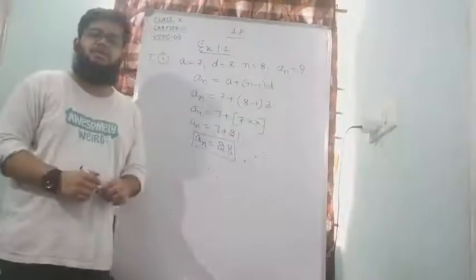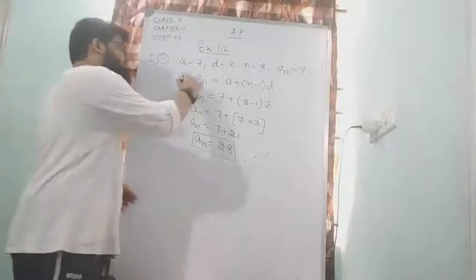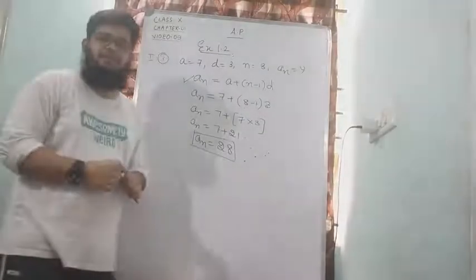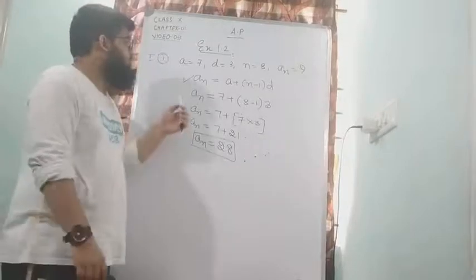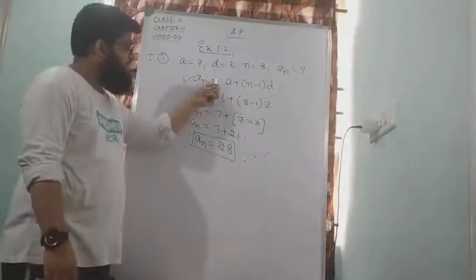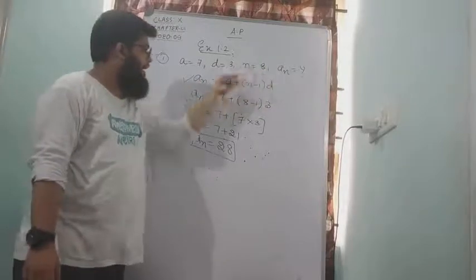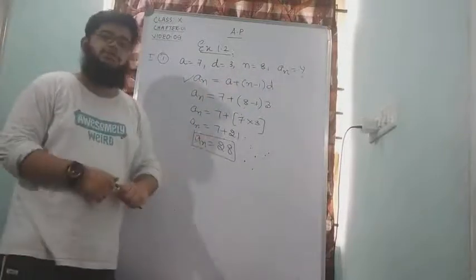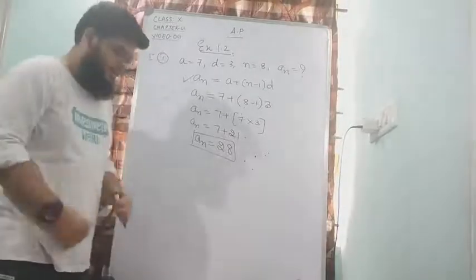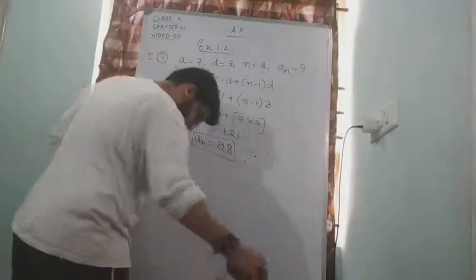I hope you have understood, and this was possible only because of using this formula that we have learned in yesterday's class. Out of all the 4 things, a was given, n was given, d was also given, an was not given, and we should find an by using the formula. I hope you have understood. Let us move on to one more question.